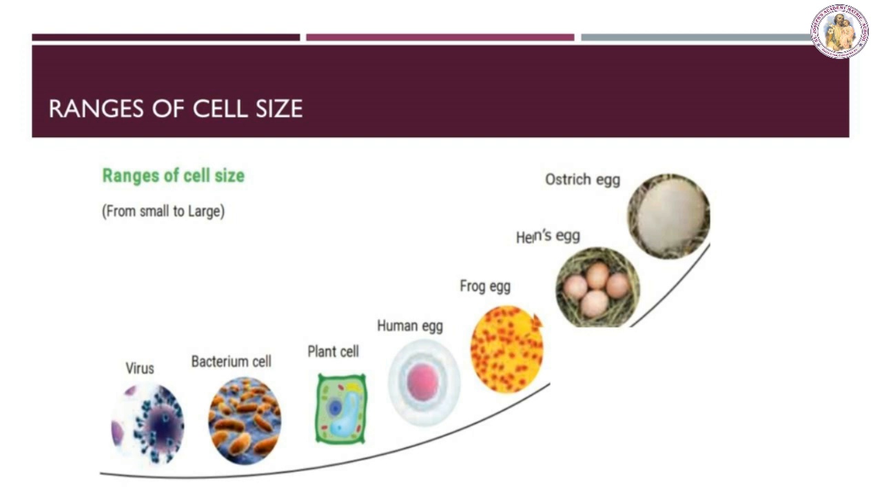Bacterium cell is larger than the virus. Then the plant cell is larger than the bacterium cell. Then the human egg is larger than the plant cell. Then the frog egg is larger than the human egg. Then the hen's egg is larger than the frog egg. Then the ostrich egg is larger than the hen's egg. So we already saw that the ostrich egg is the largest cell.